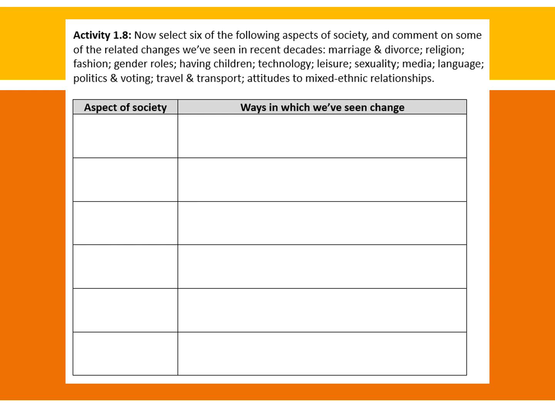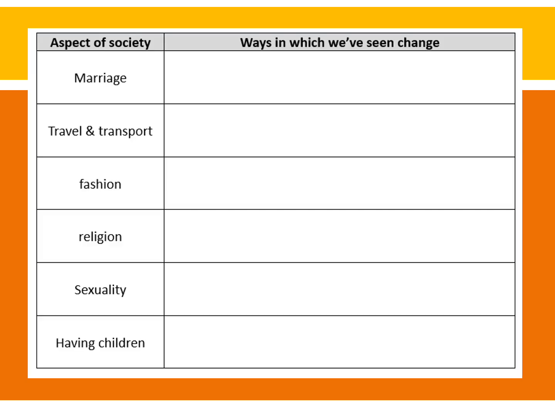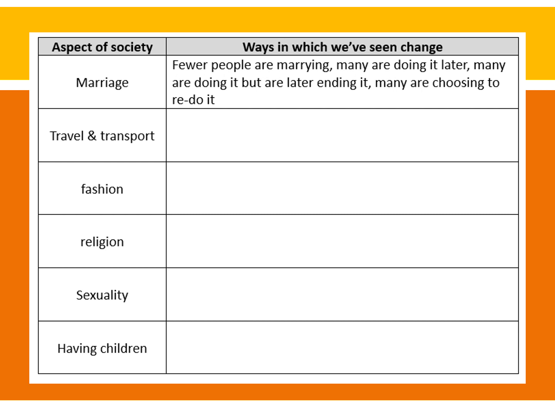So I asked you to select 6 aspects of society and then to consider ways in which we've seen some change. I've selected some myself: marriage, travel and transport, fashion, religion, sexuality, and having children. They're the ones that I would have probably chosen.